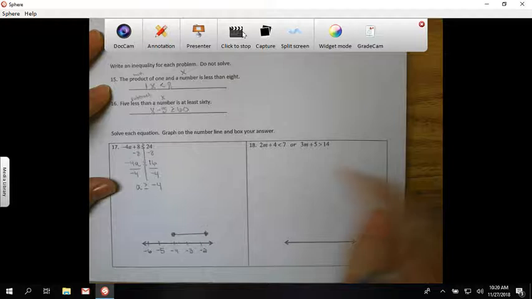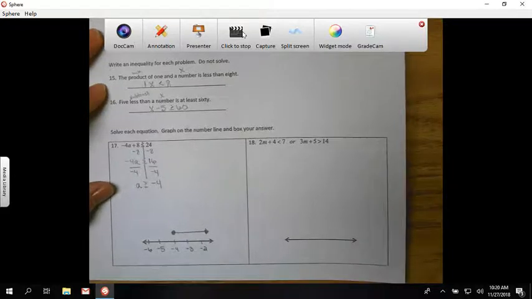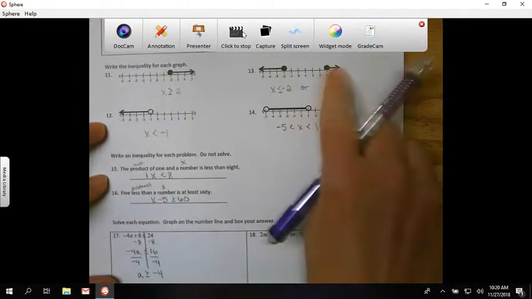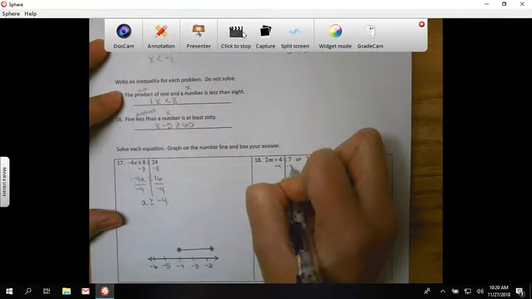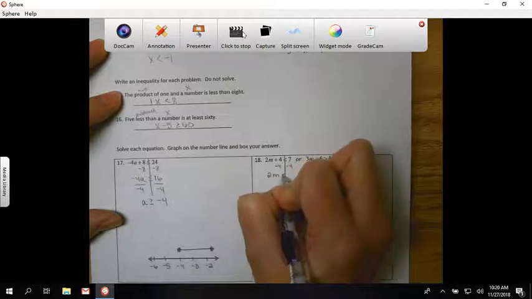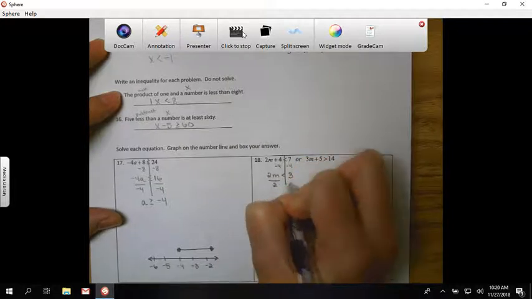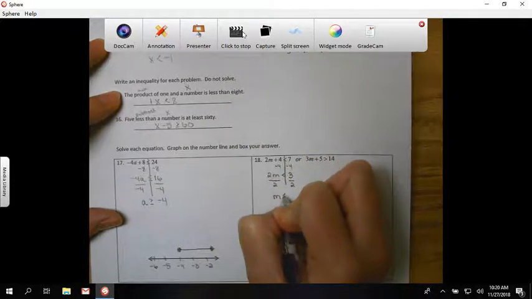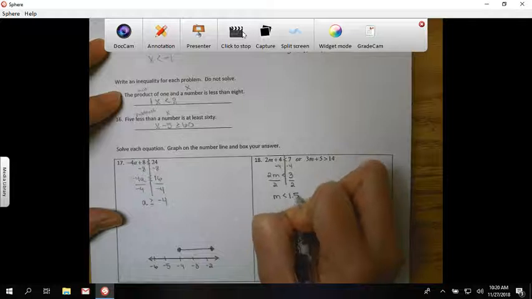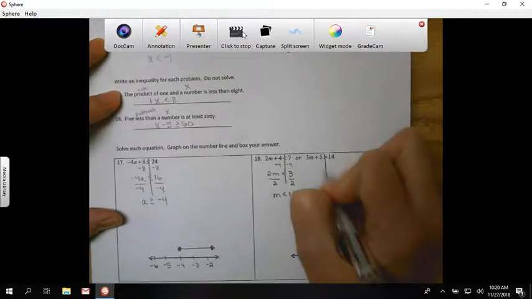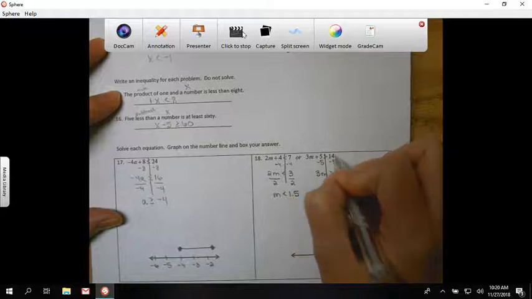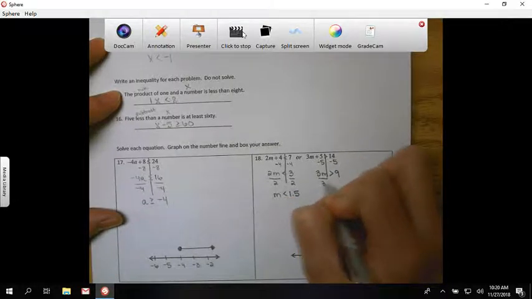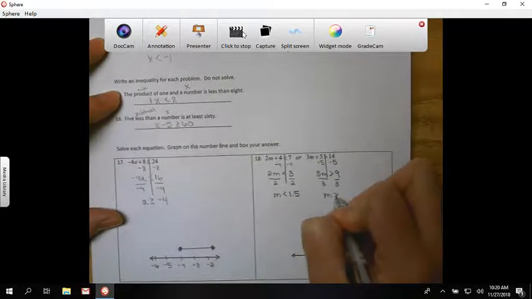On this, we just have to solve two separate inequalities, and it's going to end up looking like this once I've graphed it. So I'll solve the one on the left first, so I'm going to subtract 4. So m is less than 1.5. Now I'm going to solve the one on the right. 9 divided by 3, so I get m is greater than 3.